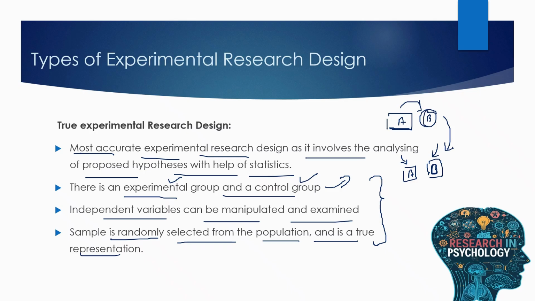You are not giving them anything. But here, to make it a true experimental research design, while you are giving the drug to group A, you will be giving a placebo to group B to maintain the same experimental condition for both the groups. All right. And again, independent variables can be manipulated and examined, same as earlier, and sample is randomly selected. That is true experimental research design.